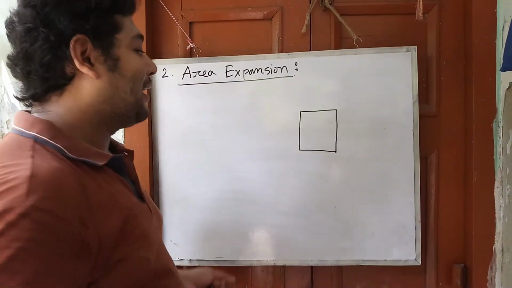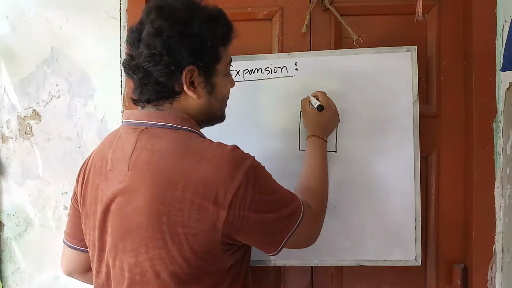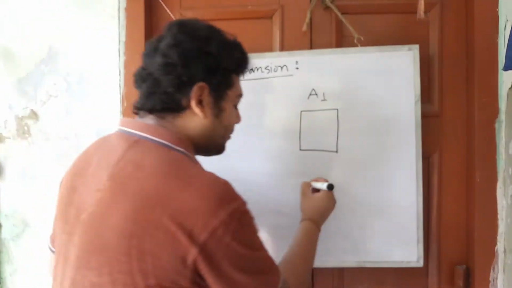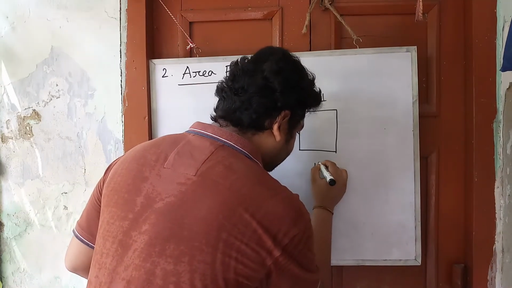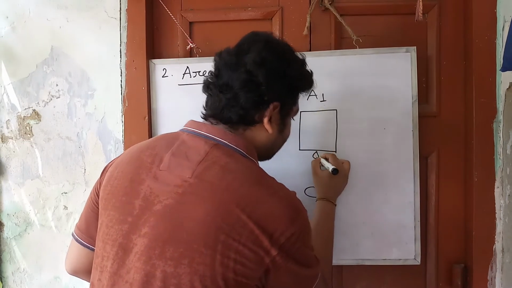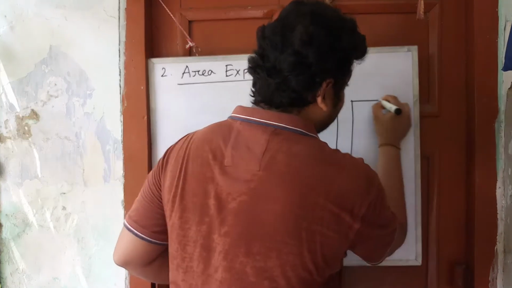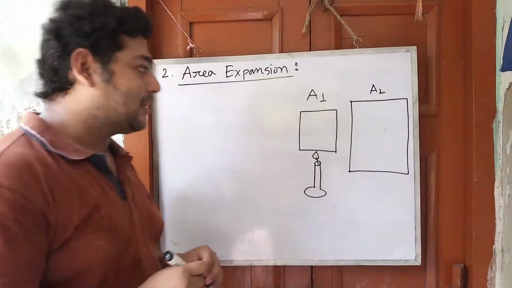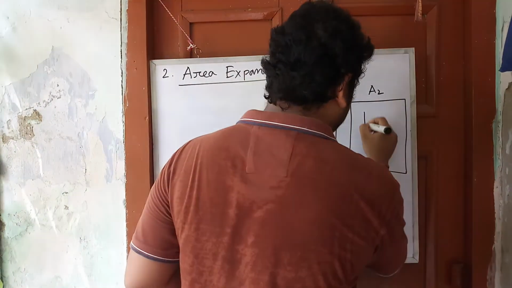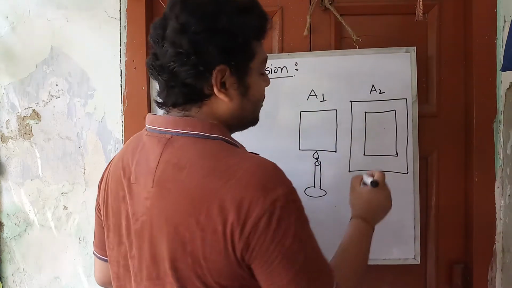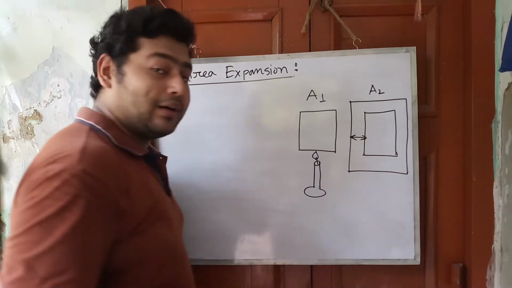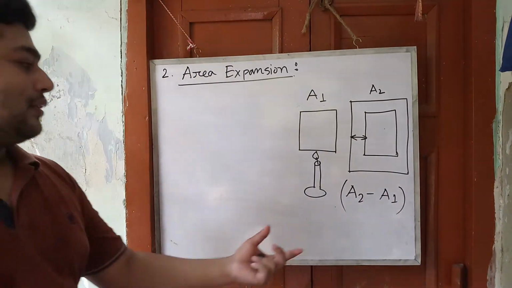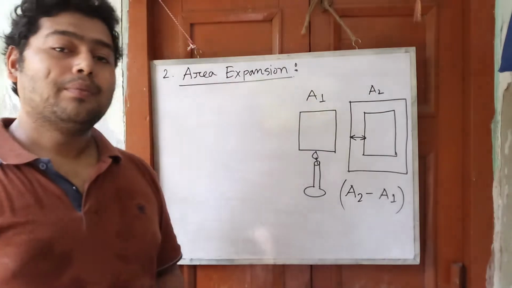if the initial area of a steel-made sheet is A1 at temperature T1, and after heating the area is increased to A2 at temperature T2, then this is our initial area, and our area is increased by A2 minus A1. This is our expansion term, A2 minus A1.